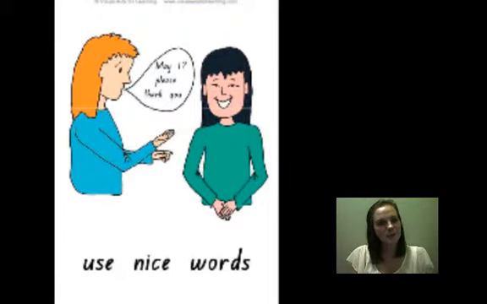Using nice words is just a form of respect. It shows your classmates that you really do care for them. Also, remember not to use mean words when you're talking to other people. Using mean words and calling names can really hurt other people's feelings, even if you're just joking.